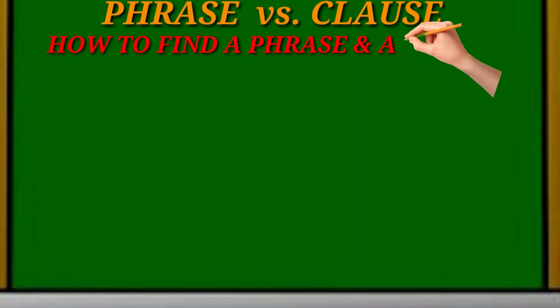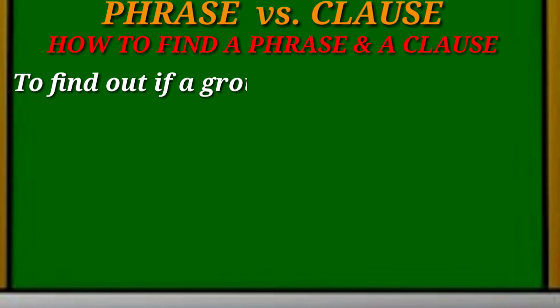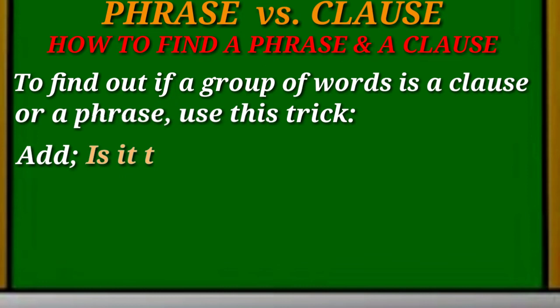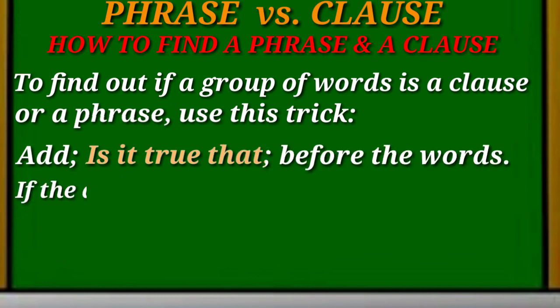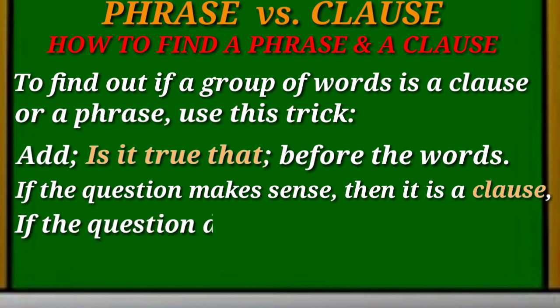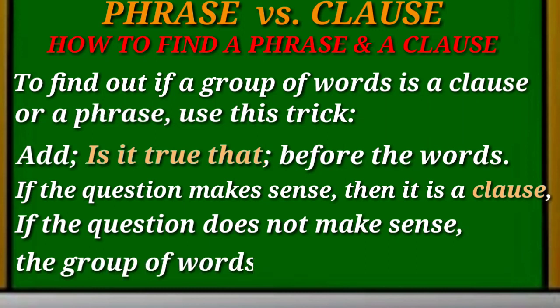How to find a phrase and a clause. To find out if a group of words is a clause or a phrase, use this trick. Add, "Is it true that," before the words. If the question makes sense, then it is a clause. If the question does not make sense, then the group of words is a phrase.